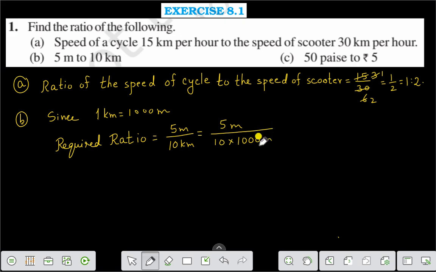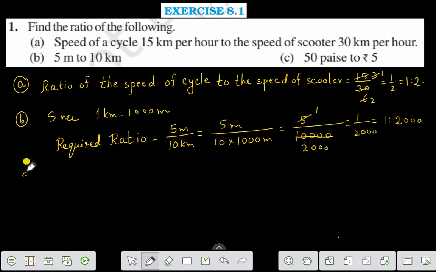Right? You'll find that the number is 5, and here 1, 2, 3, 4 zeros. If we cut it by 5, 5 ones are 5, and 5 twos are 10, 000, that is equal to 1 by 2000, and the ratio can be written as 1 is to 2000, and that is the answer. Right?